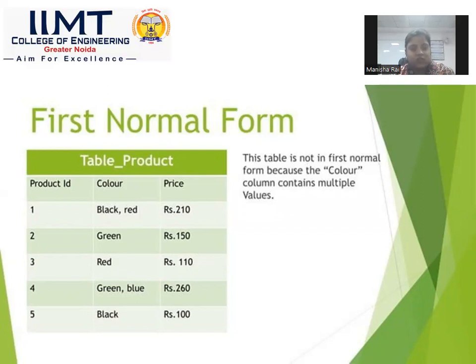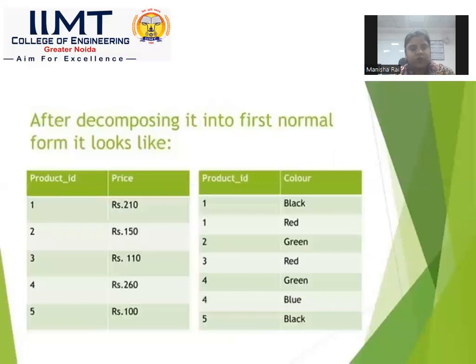Then if we see the color for row 1, in the same row we have two entries, black and red. And in row 4, in the same row we have two entries, green and blue. This is against the concept of normalization. According to normalization, only atomic entries are allowed in a particular row. So to change this database into first normal form, we can decompose this database. First of all, decompose this database into two different parts.